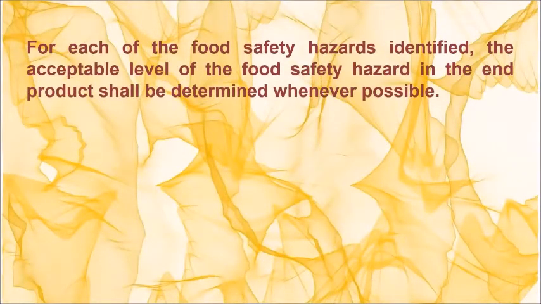Moving ahead, for each of the food safety hazards identified, the acceptable level of food safety hazard in the end product shall be determined whenever possible. So any hazard that is present in the food has to be at an acceptable level. Basically, acceptable level is making the food safe. In short, you have to ensure that the food is safe as an end product. When it reaches the consumer, there should be no hazard present, or if it is there, it has to be at an acceptable level which is predetermined already, right?